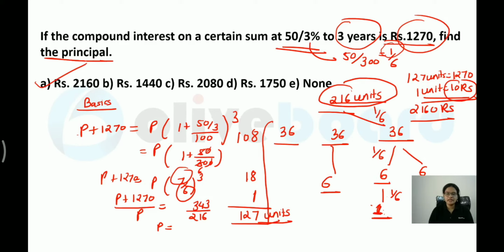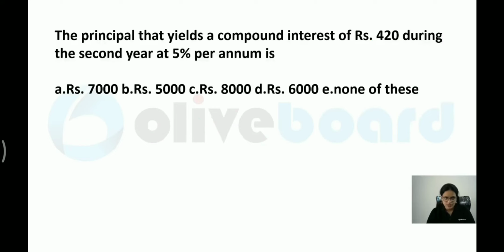Are you getting it? So simple: whenever principal is not mentioned, start with 1 in the diagram, and go in the reverse manner. That is how you have to calculate it. So it is very important. You will realize it when I am solving the next questions. So let us move on to the next question.